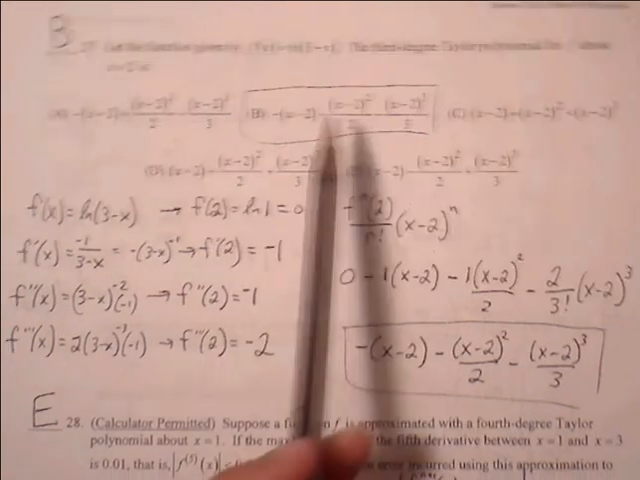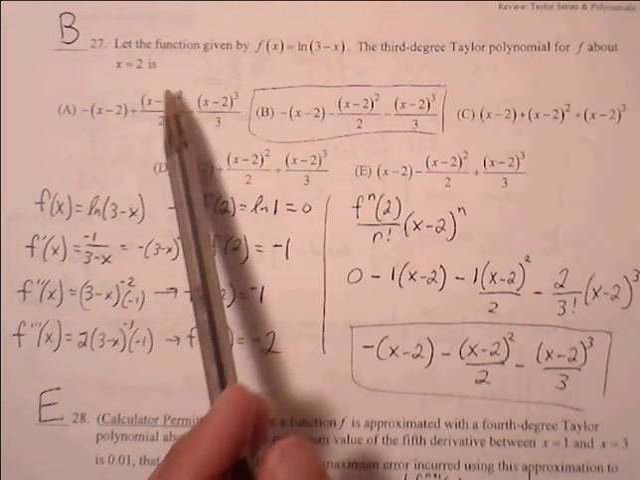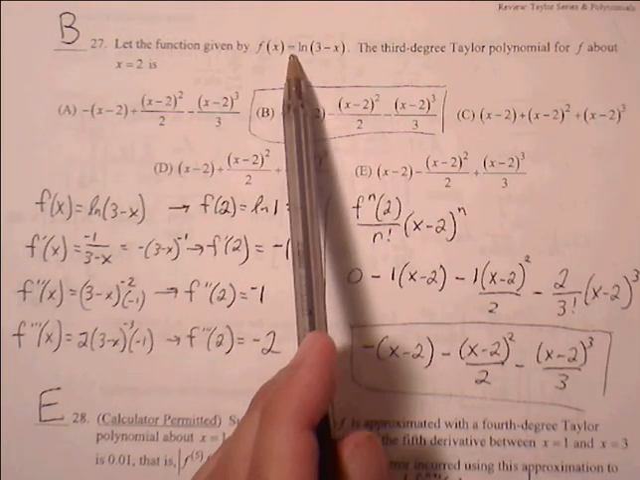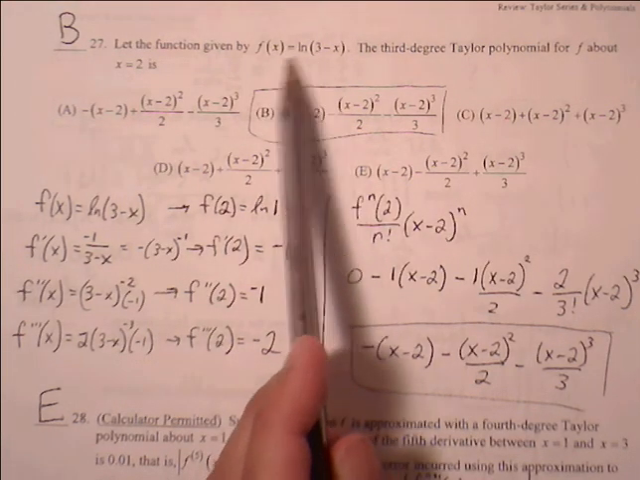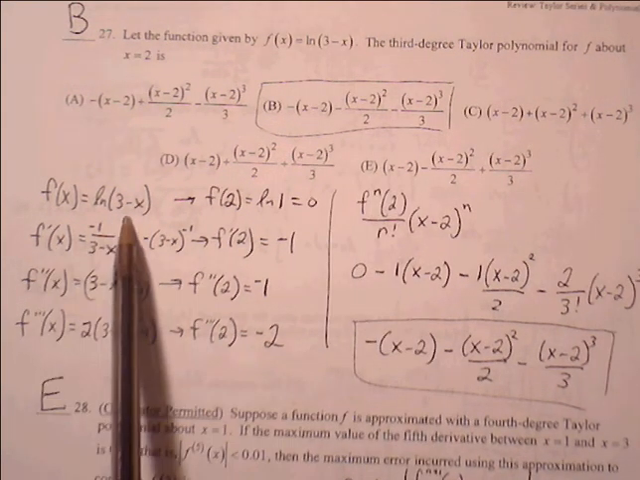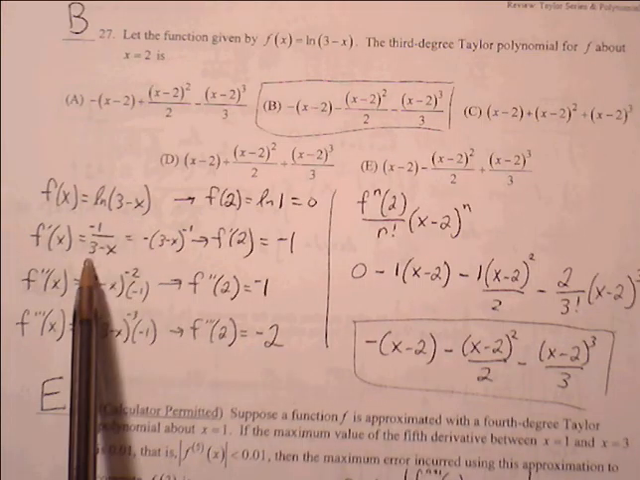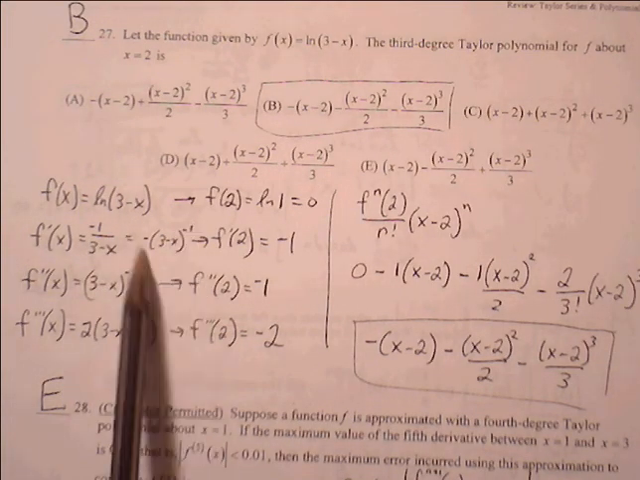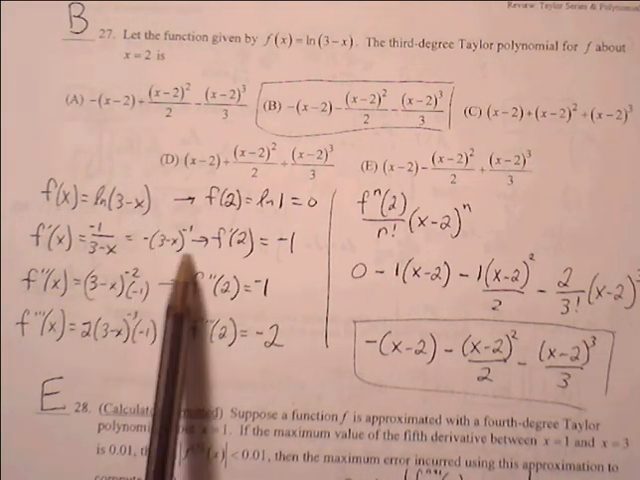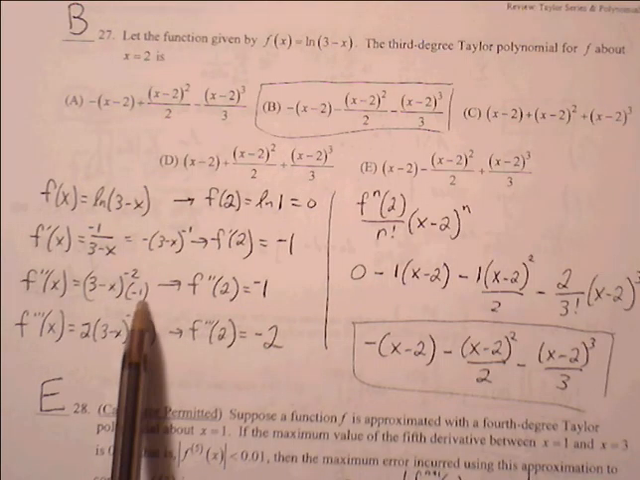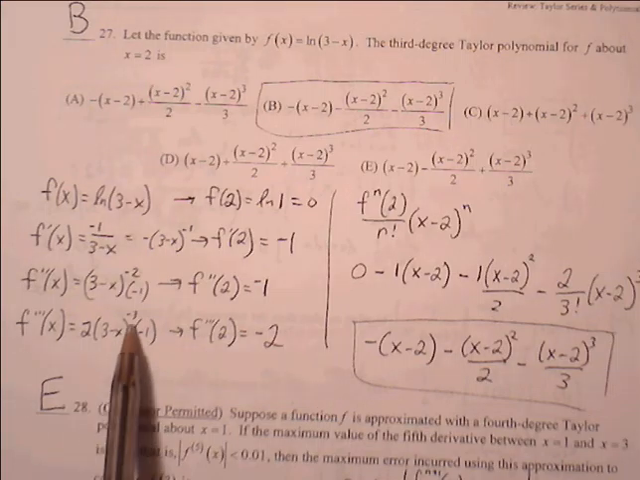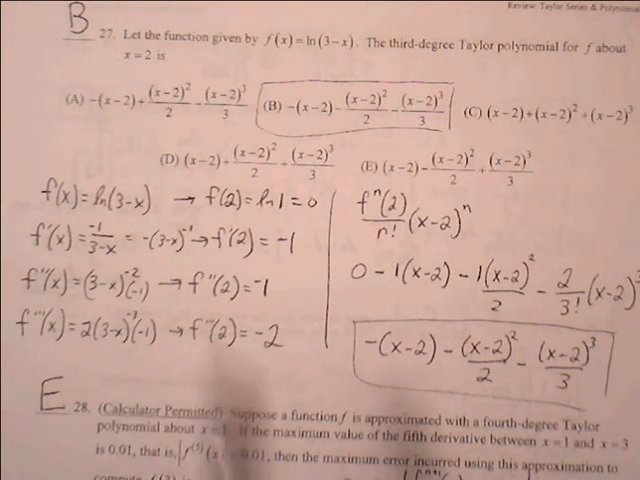We have the function f of x, third degree Taylor polynomial about x equals 2. We know our center is at 2, and we can build our Taylor series here, going all the way down to the third derivative. So we're starting off with natural log of 3 minus x. Find the derivative, ln of u becomes u prime over u. If we bring this up to the top, we can go through chain rule here. So chain rule derivative, we get 3 minus x to the negative 2 times negative 1. Chain rule again, third derivative would be 2 times 3 minus x to the negative 3 times negative 1.